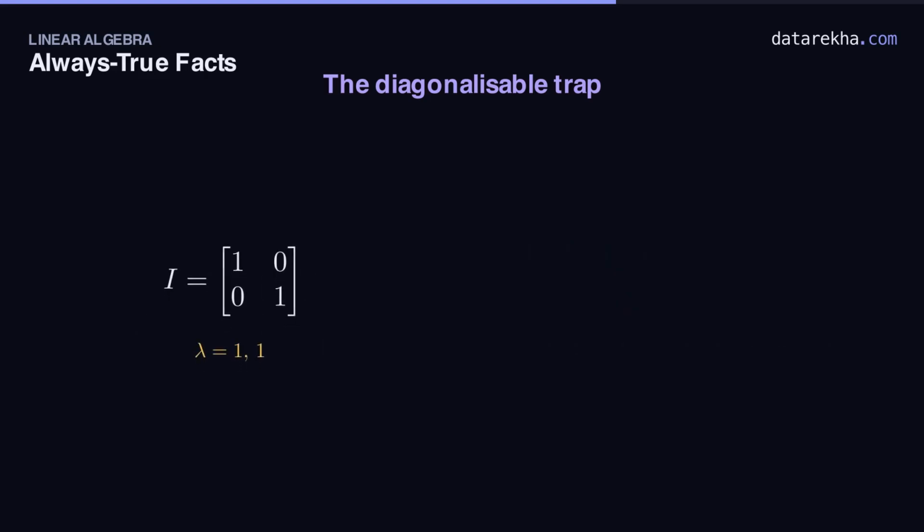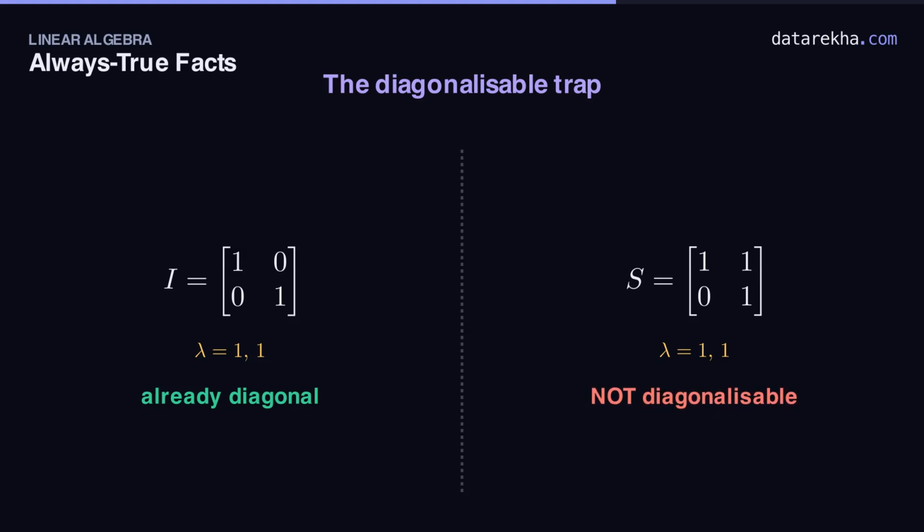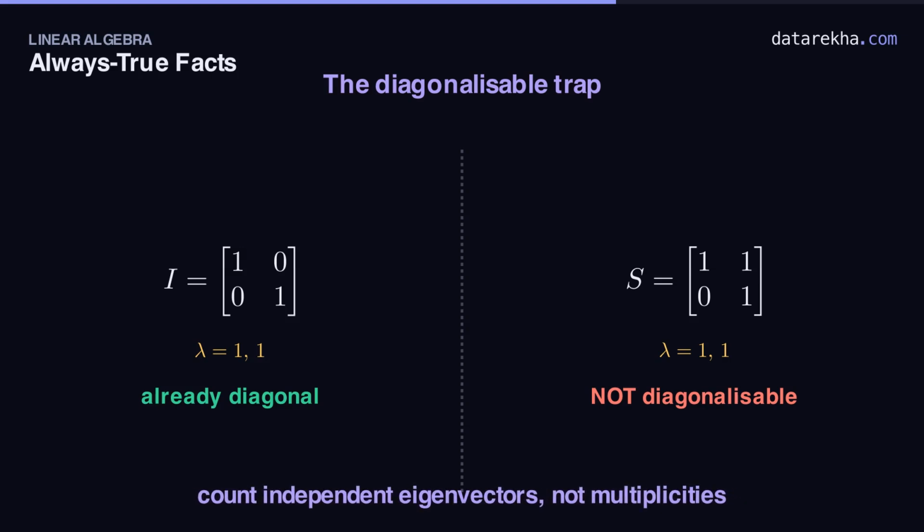Now the second claim. Both of these matrices have the repeated eigenvalue 1. The identity is already diagonal, so, of course, it's diagonalizable. But the shear [[1,1],[0,1]] has the very same repeated eigenvalue 1, and it is not diagonalizable because it too has only one eigenvector direction. Same repeated eigenvalue, opposite answers. So the lesson is sharp: a repeated eigenvalue decides nothing on its own. What settles diagonalizability is the number of independent eigenvectors. Count those, never the multiplicities.